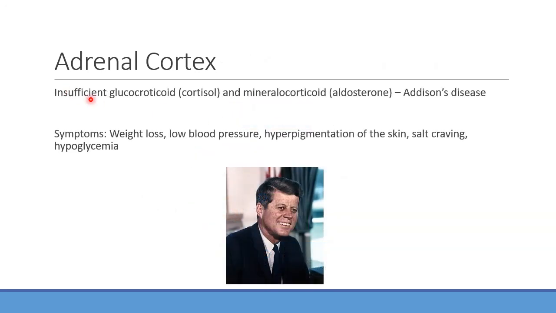Example, someone who had, say, insufficient glucocorticoids like cortisol and mineralocorticoids, this would be called Addison's disease. So here's JFK. Usual things you'll see with that include weight loss, low blood pressure, and they actually end up developing hyperpigmentation of the skin. A lot of that's due to having too much ACTH, and we'll talk about why that is a little bit later. Hypoglycemia, salt craving, all of that.